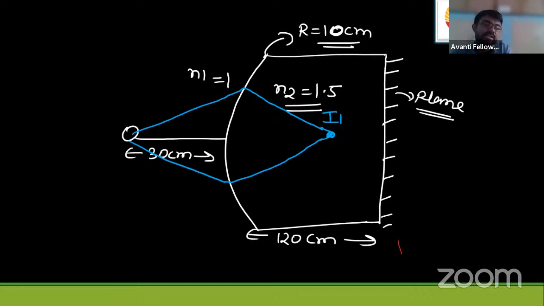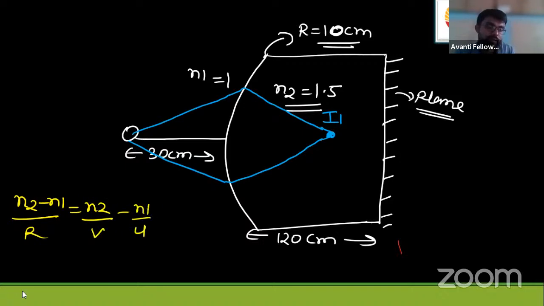So for the I1 image, if I apply the formula, you know what the formula is? N2 upon V minus N1 upon U equals N2 minus N1 upon R. Put the values. N2 is 1.5 minus 1. What will the radius of curvature be? Plus 10 centimeters.